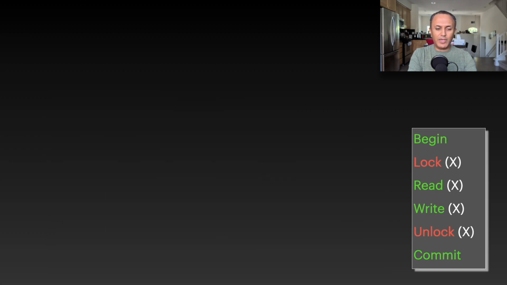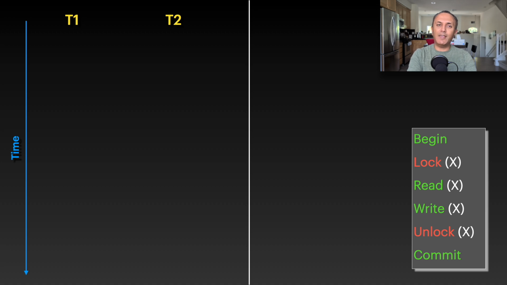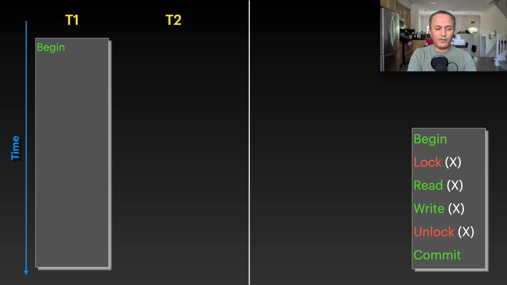So let's say we have two transactions that have this same code. So basically, imagine two instances of this function executing at the same time. Let's see what the interaction between them would look like, or what the timeline would look like. So let's say T1 starts first.